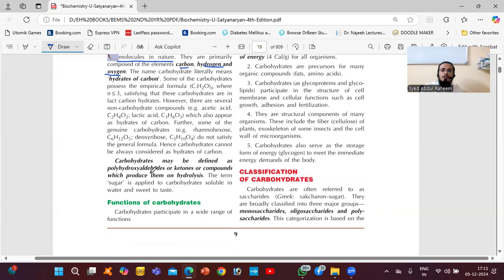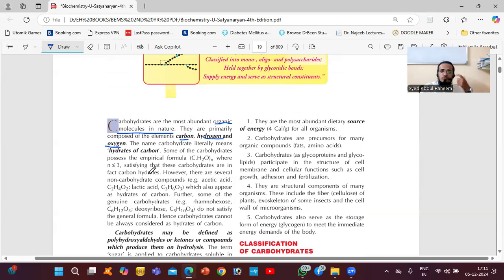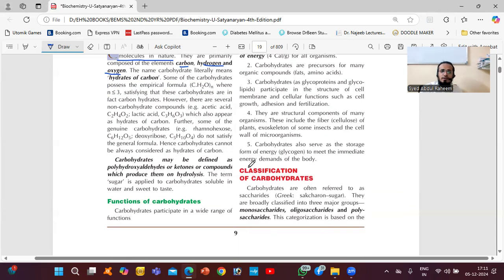Here these things we have to remember. Carbohydrates may be defined as polyhydroxy aldehydes or ketones, or compounds which produce them on hydrolysis. The term sugar is applied to carbohydrates soluble in water and sweet to taste. So another name of carbohydrates is sugar, simple sugars. It means the carbohydrates which are dissolved in water.